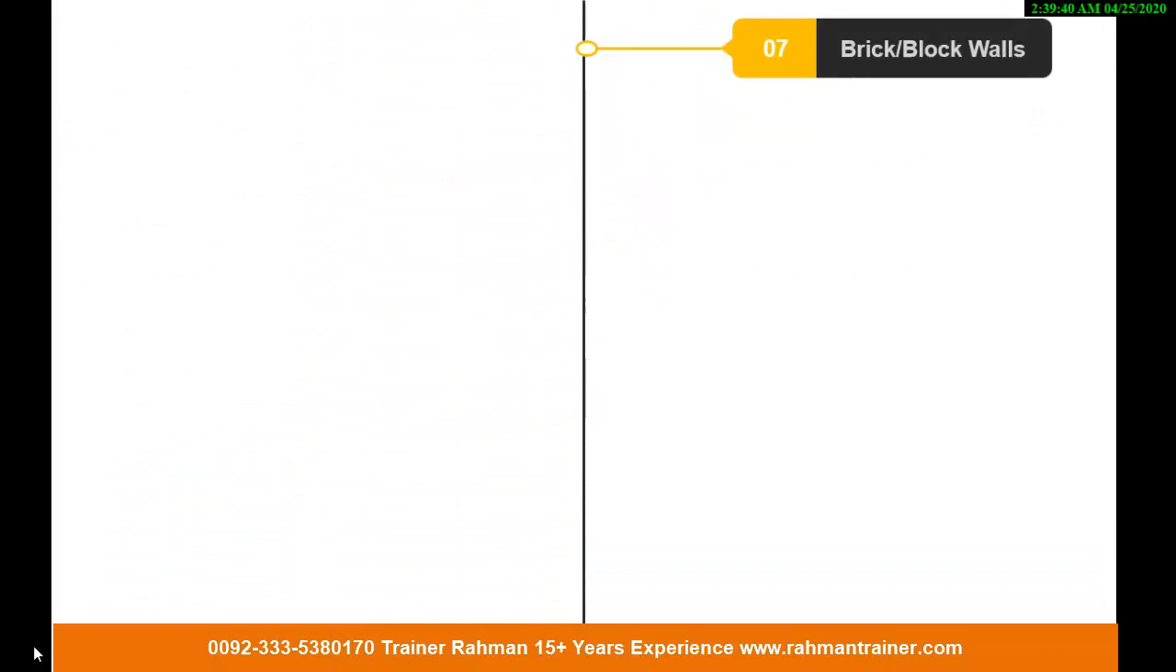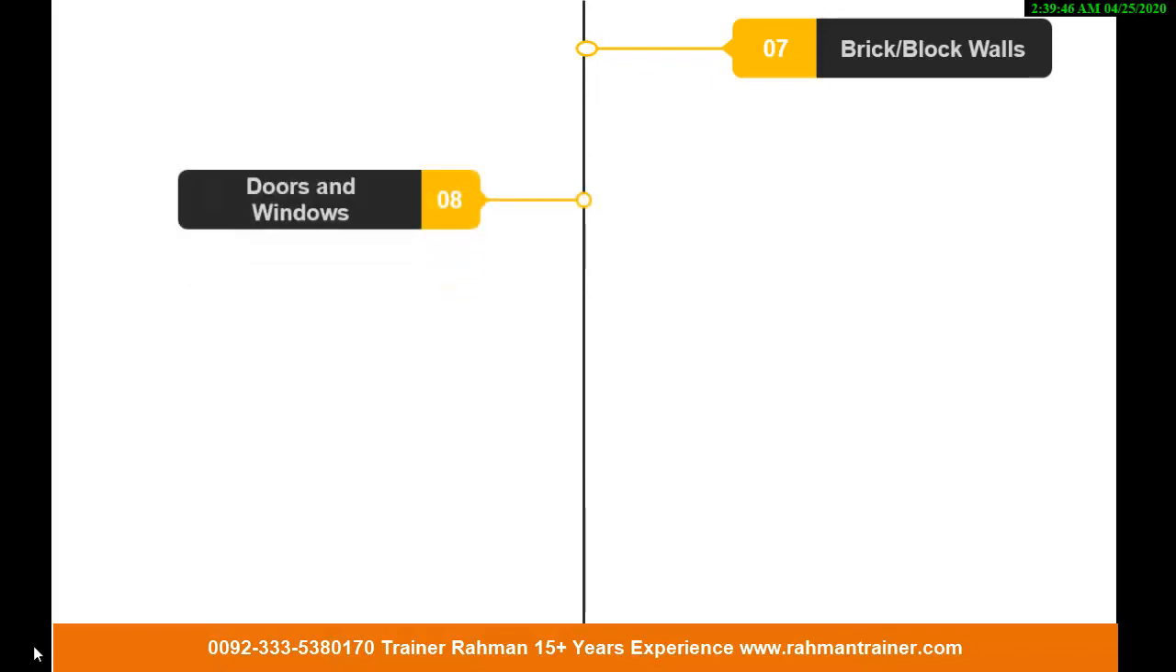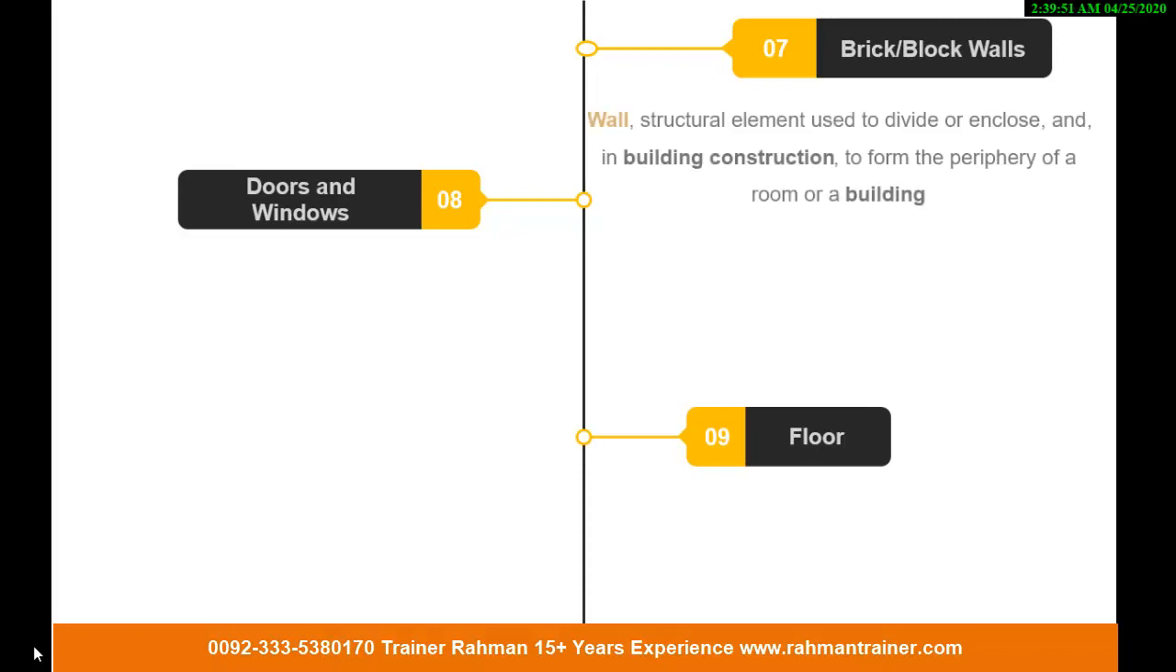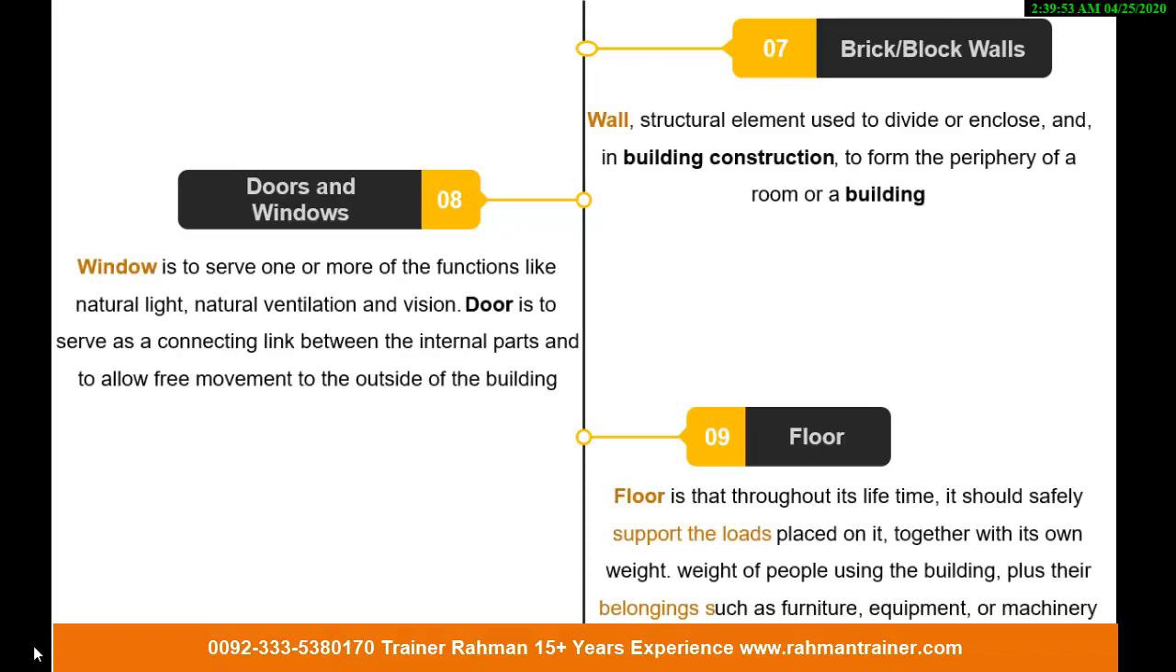Then when the structural work or grey structure is completed, then brick or block walls are constructed, doors and windows are constructed, flooring is done. Now we will go through one by one about each one of them. Wall is a structural element which is used to divide or enclose, and in building to form a periphery of a room or a building.